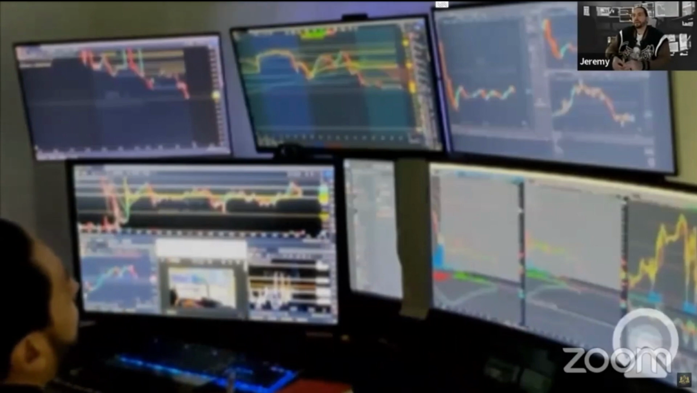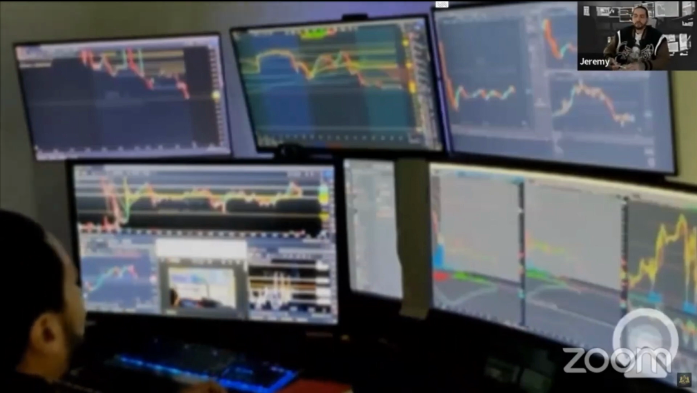Which indicators are you using? How long have you been using them? Are you familiar with them? Do you know what they mean? Do you know what they do? That's a big thing. Yeah, I do use indicators.